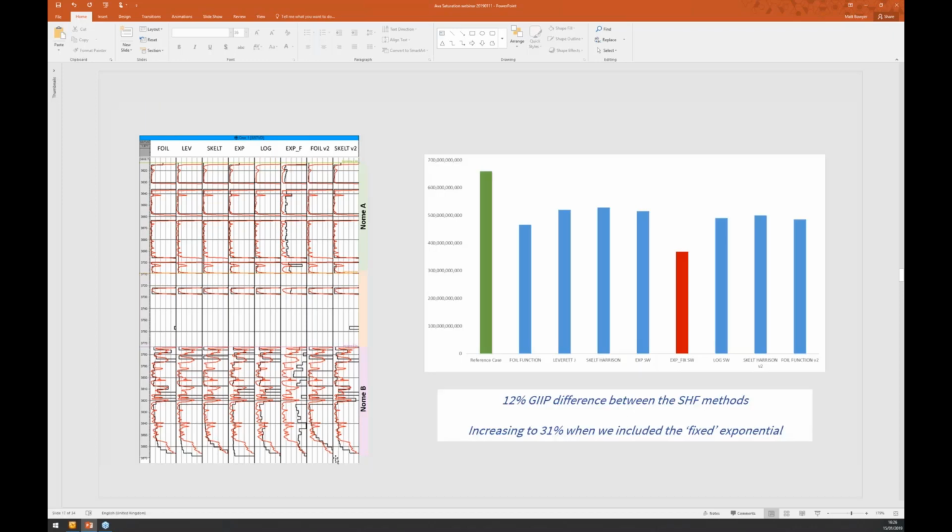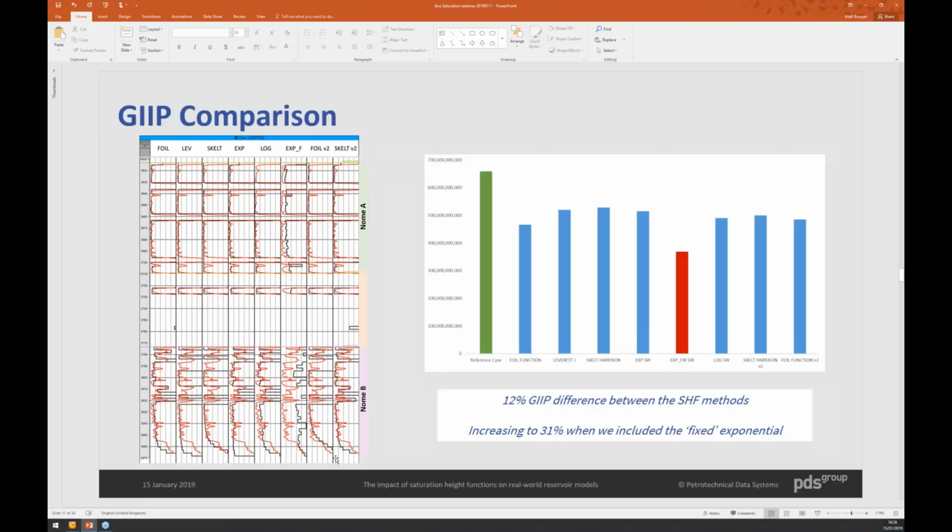The next stage then is to take a look and say, okay, well, what's the difference in terms of the gas in place that I can calculate? So this is just for the sector model that I built. So I have a reference case volume in the green bar there. Now that's not entirely representative. That's just using a constant fixed saturation all the way down the wellbore, but it gives a bit of a ballpark estimate as to what sort of GIIP number we'd be expecting.